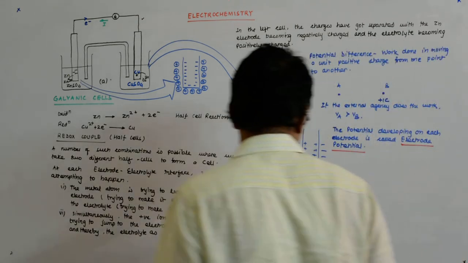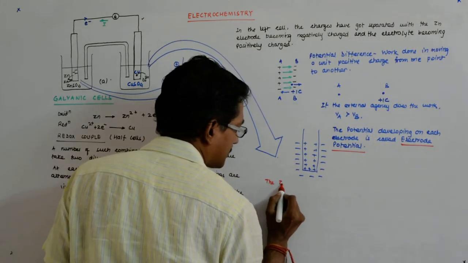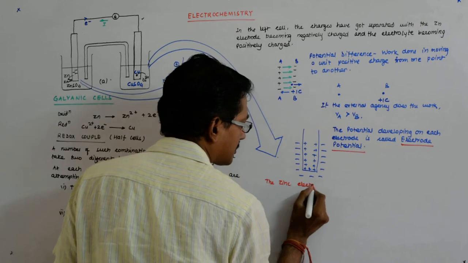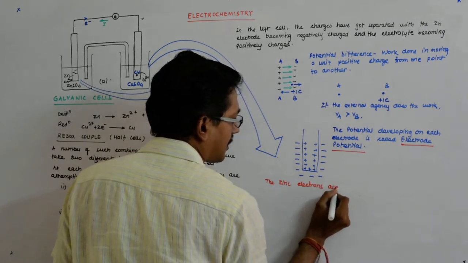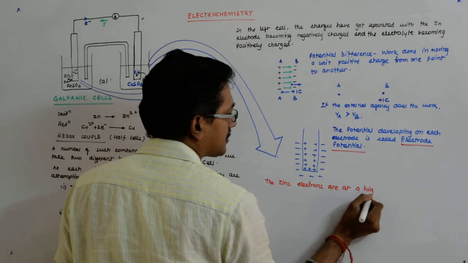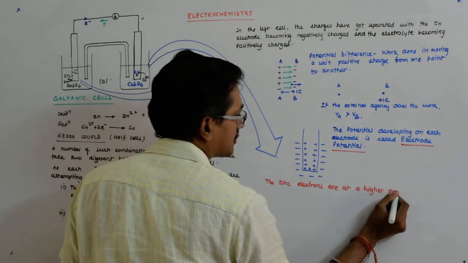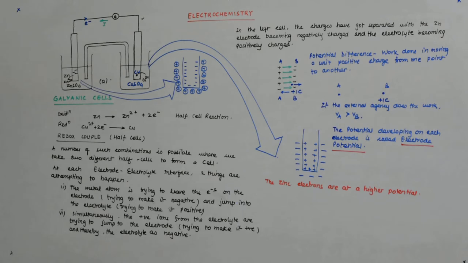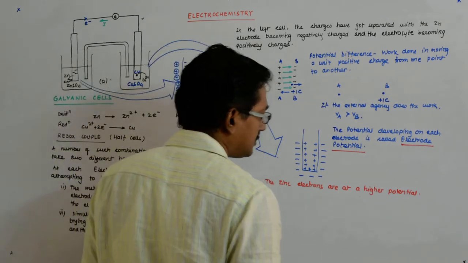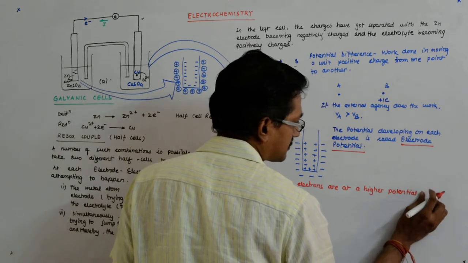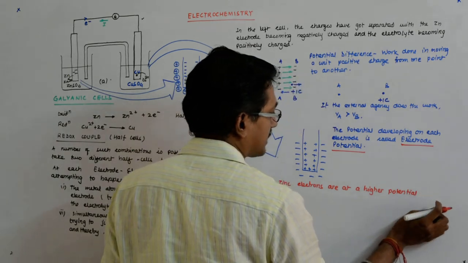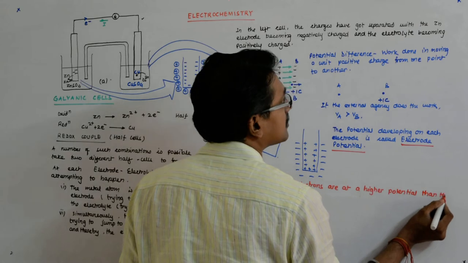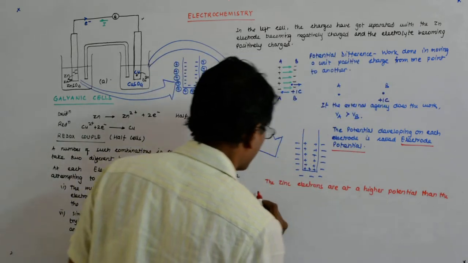So let me write that. The zinc electrons are at a higher potential. Electrons in the atom, at the atomic level, the zinc electrons are at a higher potential than the copper electrons.